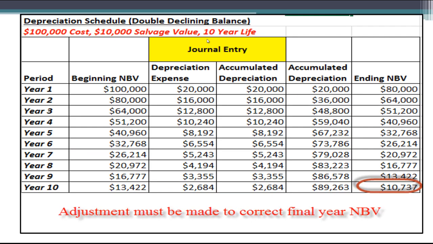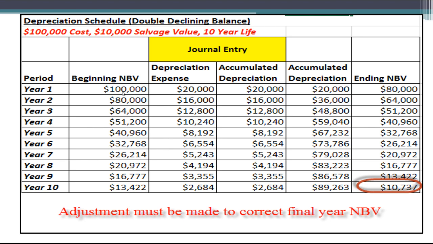So let's say we have a 10-year life in this case. 100% divided by 10 years is going to be a 10% rate. Now we need to double it, so we get a 20% rate. Now notice we have a $10,000 salvage value, so that's our stopping point, but we have a 10% rate that we doubled to 20%. That's going to be multiplied each and every year by the beginning net book value of that year.